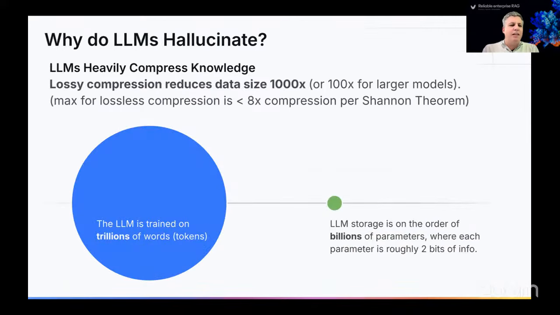There are a lot of explanations that people provide for why they hallucinate. This is one of the ones I wanted to share today. If you think about it, LLMs train on trillions or even hundreds of trillions of tokens, and the models themselves are much smaller. They're in billions or tens of billions or even hundreds of billions of parameters, which is often like a 100x to 1000x compression ratio. And so by definition, it has to be lossy. It has to lose some information.